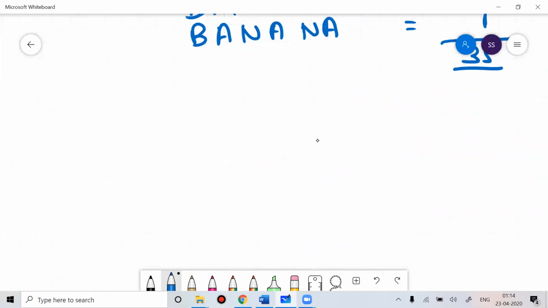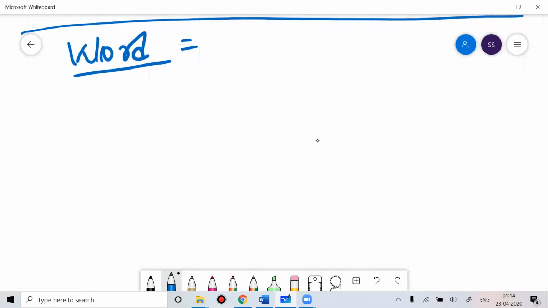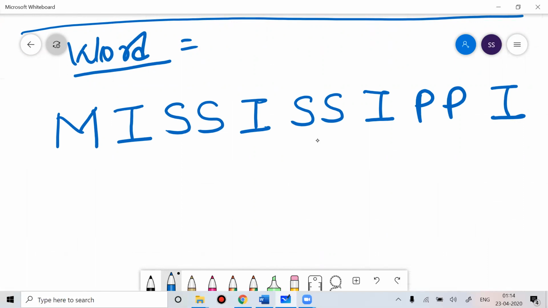Okay. So if I talk about the word called MISSISSIPPI, you can try. This is again a very good example. If I talk about a word called MISSISSIPPI, M, I, double S, I, then double S, I, then double P, I. I want the ranking of this word called MISSISSIPPI.